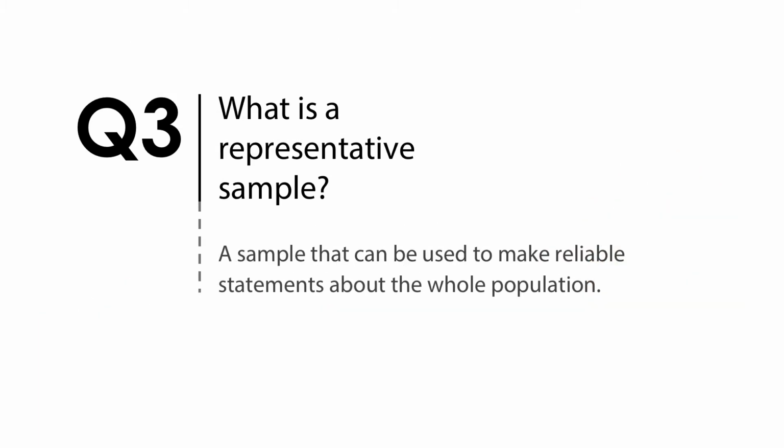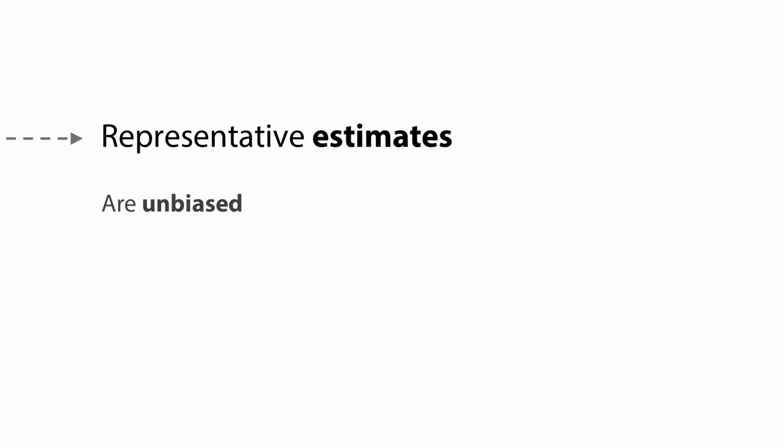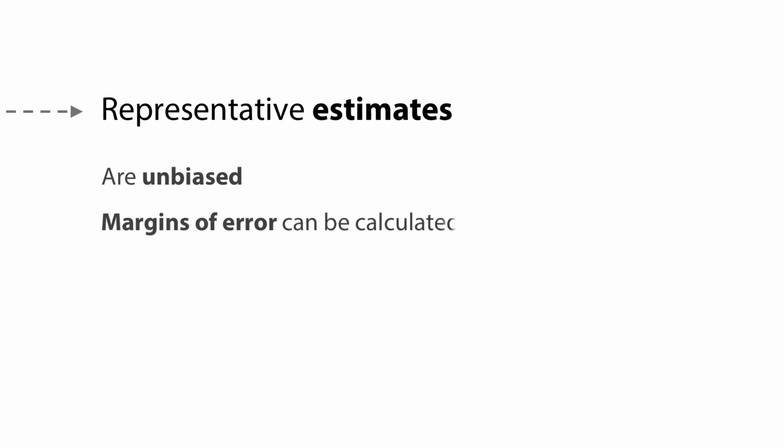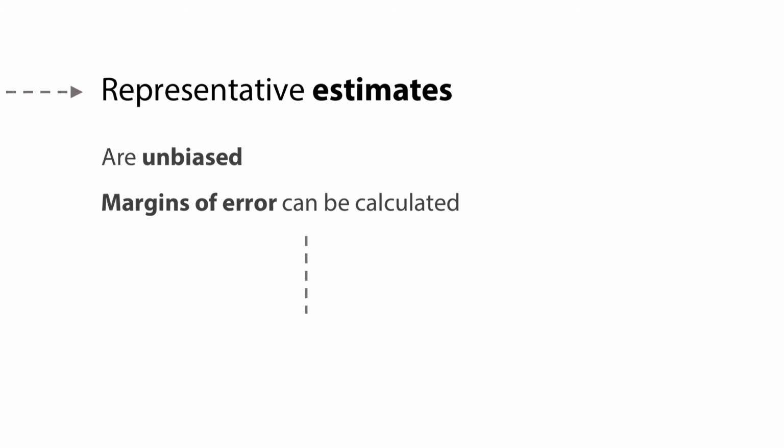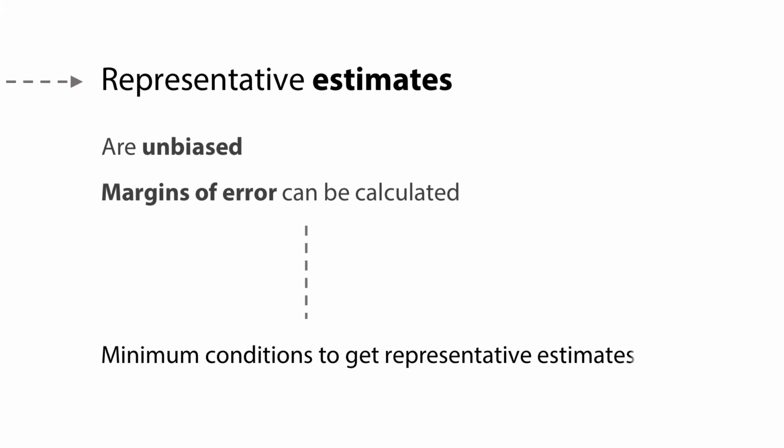Strictly speaking, we should talk about representative estimates rather than representative samples. That is, sample estimates that are unbiased and for which we can calculate margins of error. A sample that has the characteristics mentioned above would give the minimum conditions to get representative estimates.